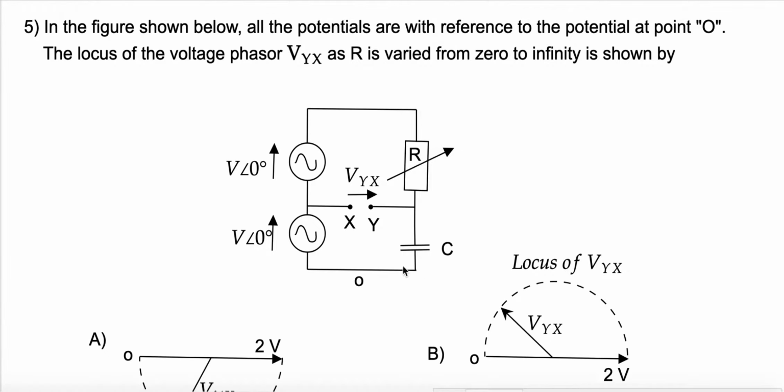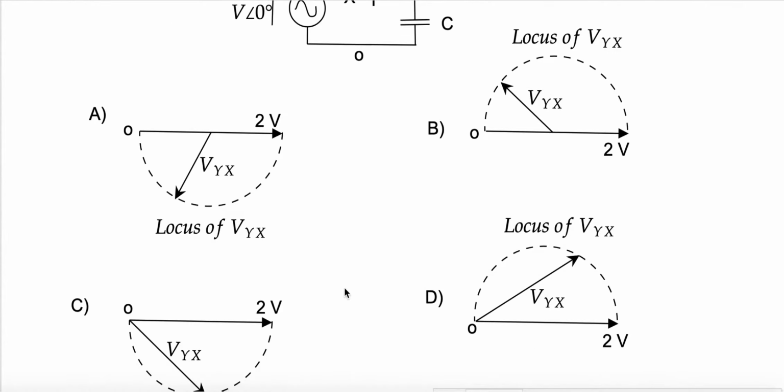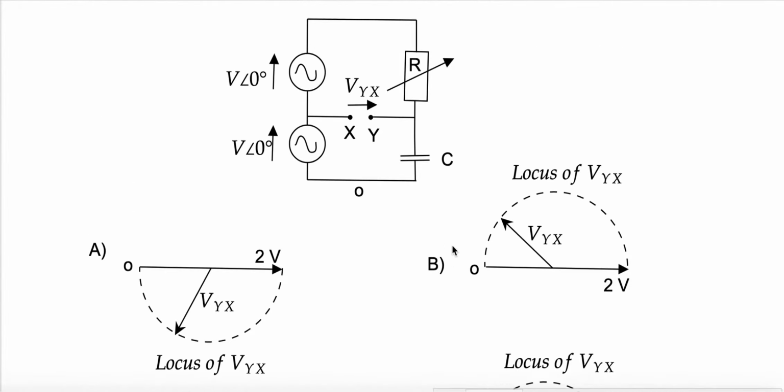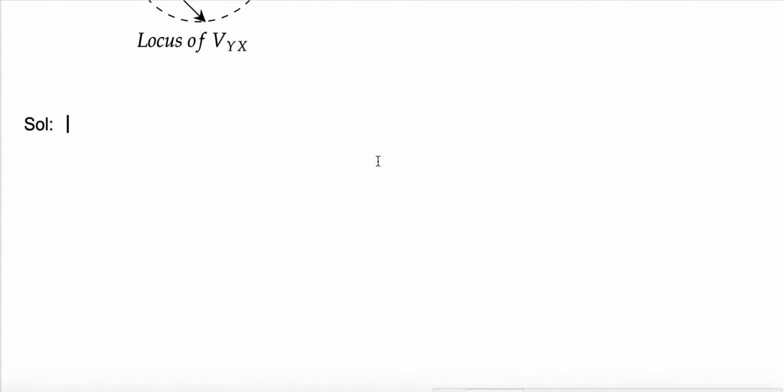So all the potentials are with respect to this potential. We need to find this Vyx with the variable R, R varying from 0 to infinity. There are four locuses, and among them only one is correct. How to proceed? This is Vyx. Vyx can be written as Vy minus Vx. Since the reference potential is O, Vyo minus Vxo. That way we can proceed.